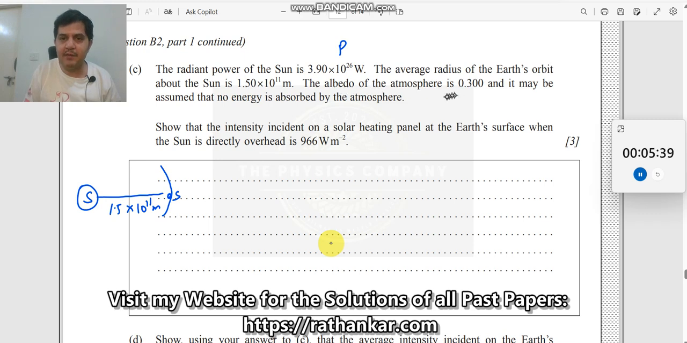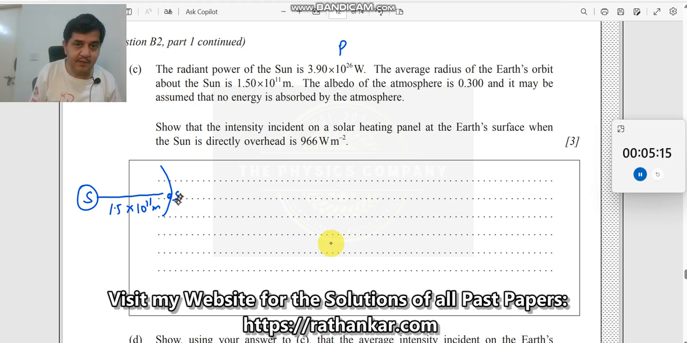The albedo of the atmosphere is 0.3, and it can be assumed that no energy is absorbed by the atmosphere. Show that the intensity incident on a solar heating panel at the Earth's surface when the sun is directly overhead is 966 watt per square meter. So this is the question being asked. So how do you do this?